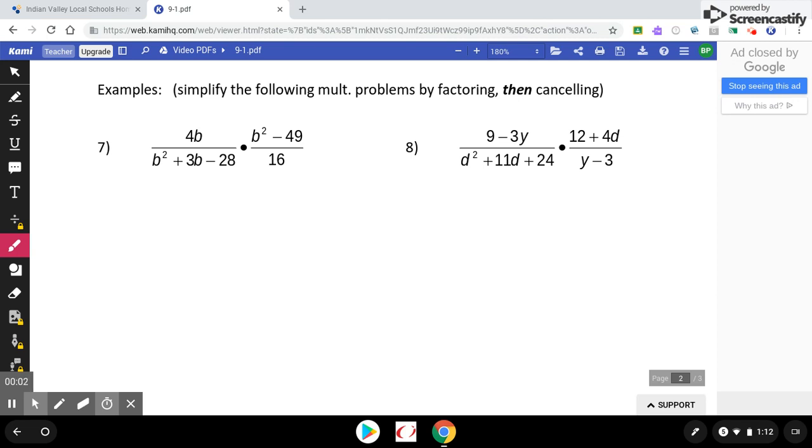Hey guys, welcome. Section 9.1 Part 2 video. So the theme here was to cancel items, cross-cancel items, and then multiply and see what's left.